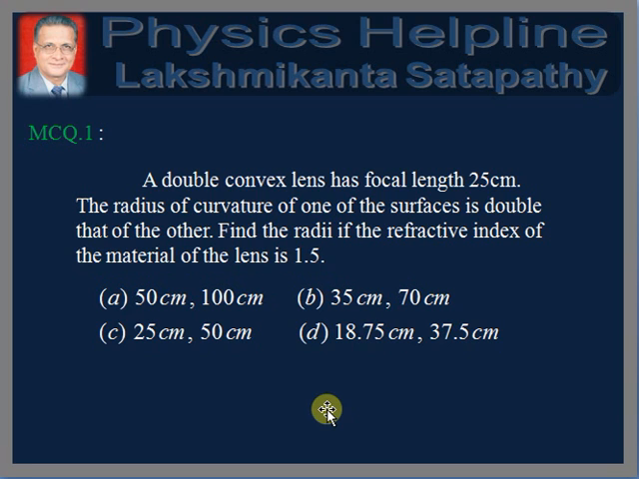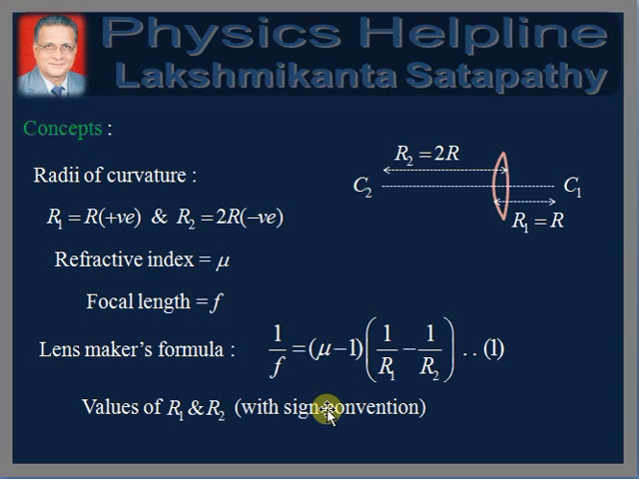The options are given in the question. We are required to find the correct option. Let us first understand the related concepts. The lens is shown in the figure. The radius of curvature of the first surface, R1, is equal to R, which is positive because it is on the right. And the radius of curvature of the second surface, R2, is equal to 2R, which is negative because it is on the left.